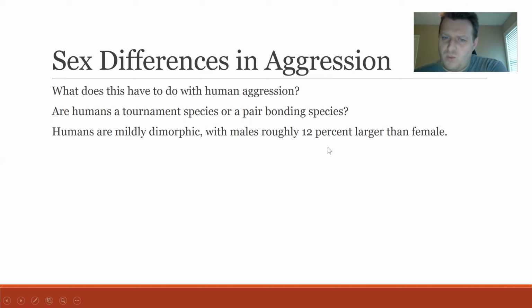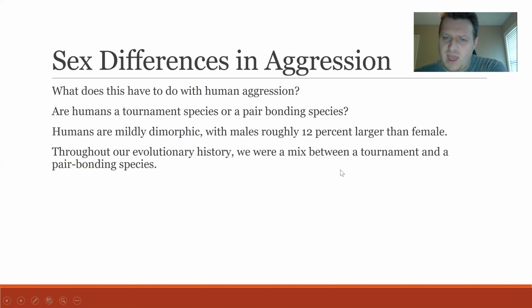Well, it turns out that with the amount of sexual dimorphism that we have throughout our evolutionary history, we're a mix between a tournament and a pair bonding species. Because of that competition for access to mates, male humans have evolved to be more aggressive. More aggressive males are more likely to have access to females, at least in our evolutionary past. Nowadays, not so much.